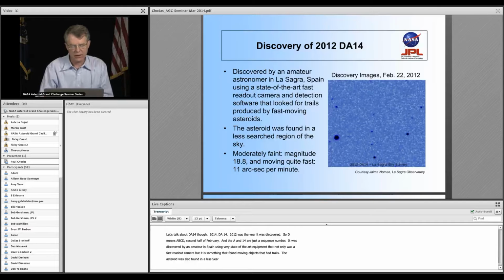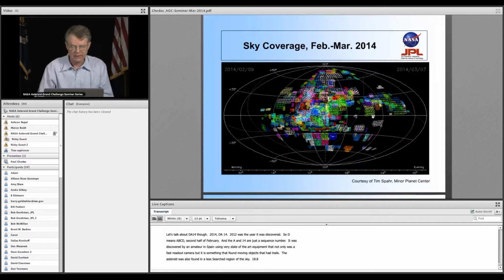It was fairly faint, 18.8 magnitude, which most amateur astronomers can't get that faint, and is moving quite fast. But he found a very interesting object.